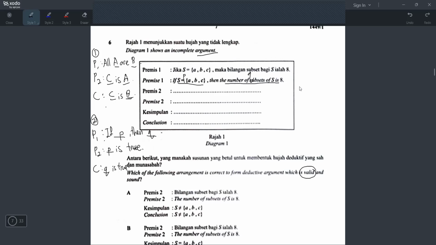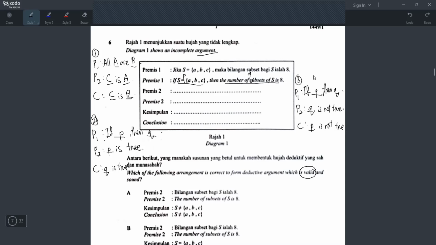Now for the type 3, it will be very similar to type 2, but look carefully. Premise 1 will be the same as type 2, which is if P then Q. But look very carefully at premise 2. It will be Q is not true. And then the conclusion, P is also not true.